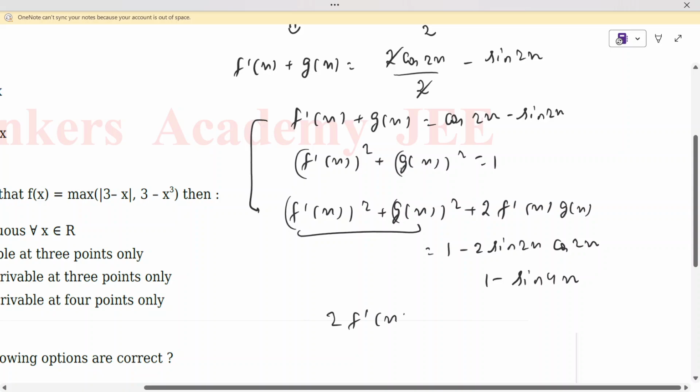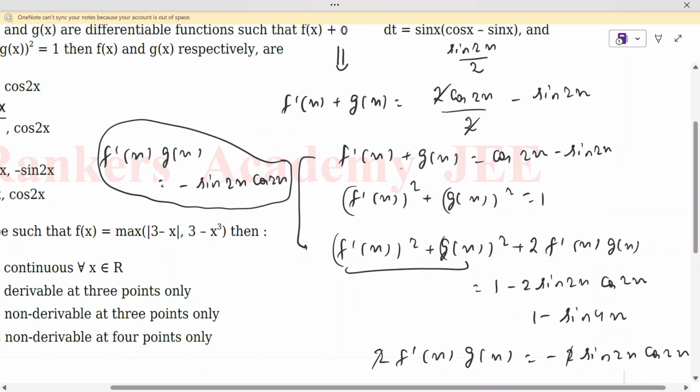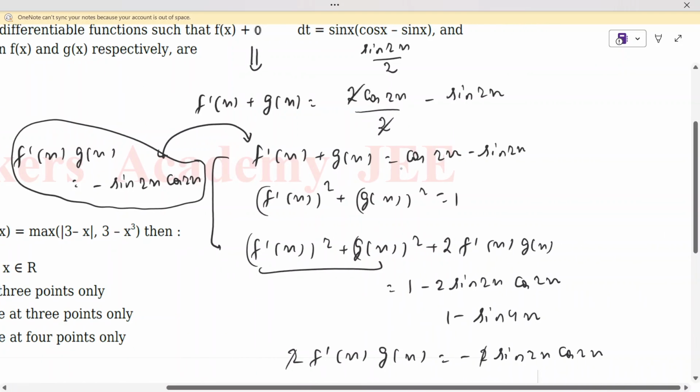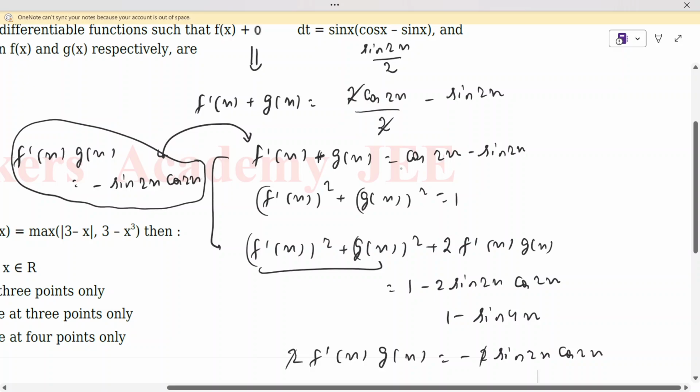So 2 f dash x into gx should be equal to minus 2 sin 2x into cos 2x. This one will cancel. Now I'm getting f dash x into g of x should be equal to minus sin 2x into cos 2x. Fine. And f dash plus gx is cos 2x minus sin 2x. So from here, I guess we can easily observe, right? Because f dash into g, clearly, cos square plus sin square 2x is 1, which is valid.